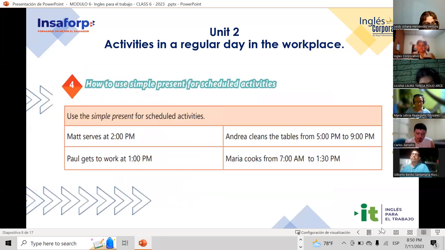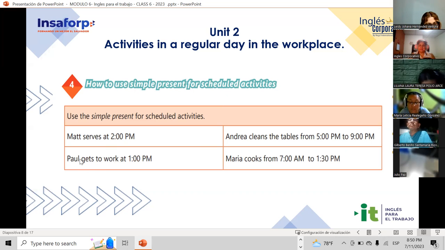Now, how to use simple present for scheduled activities. Use the simple present for scheduled activities. For example, Matt serves at 2 p.m. Matt, we are speaking about third person. For that reason, we are going to add the letter S to the main verb, okay? Paul gets to work at 1 p.m. For the same reason we are going to add the letter S to the main verb, because it's talking about third person.